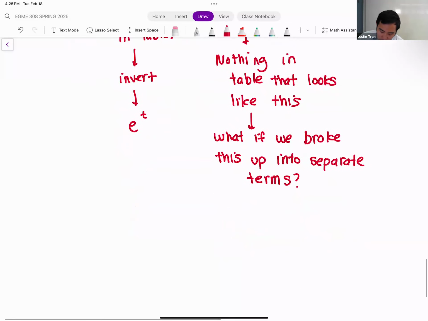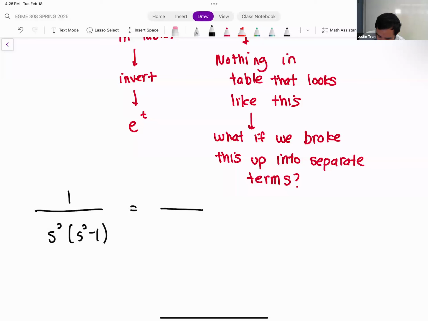In other words, what if we take 1 over s squared times s squared minus 1 and break it up into one fraction that's 1 over s squared plus another fraction that's 1 over s squared minus 1? Because if we look at these individually, 1 over s squared is in the table, that's just the Laplace transform of t. And 1 over s squared minus 1 we have in the table as well, that is the Laplace transform of hyperbolic cosine.